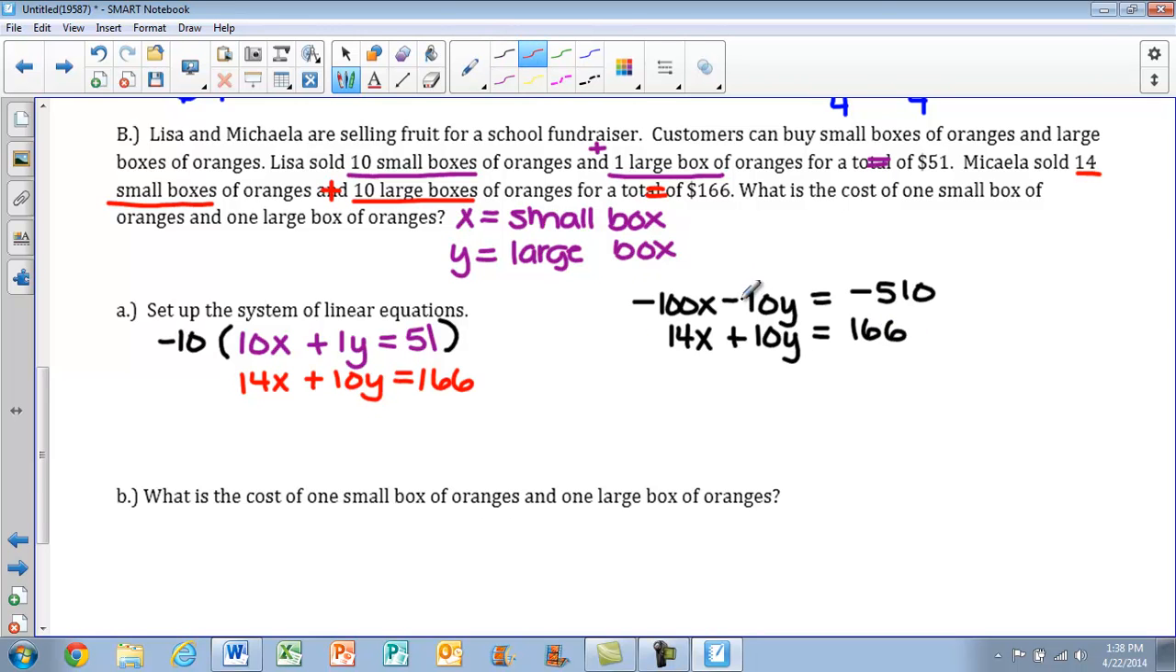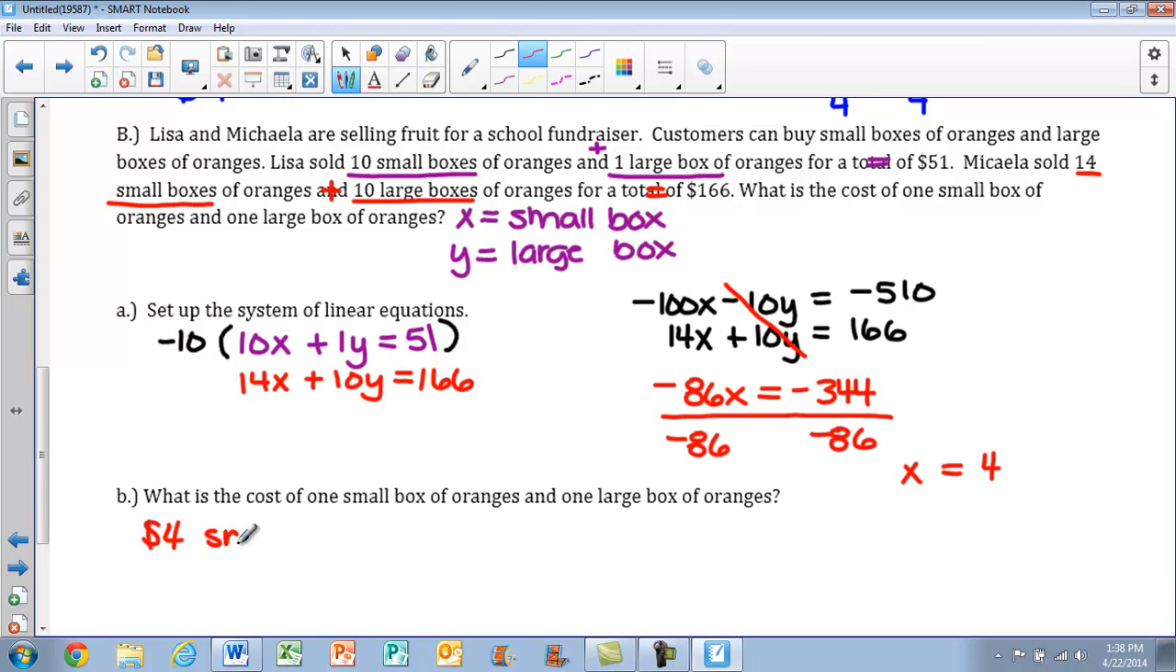So when I go to solve, my y's cancel out. Negative 100 plus 14 gives me a negative 86x. Then I have negative 510 plus 166 is going to be equal to negative 344. Now I want to divide both sides by a negative 86. And I get x is equal to 4. So it's going to be $4 for a small box of oranges.